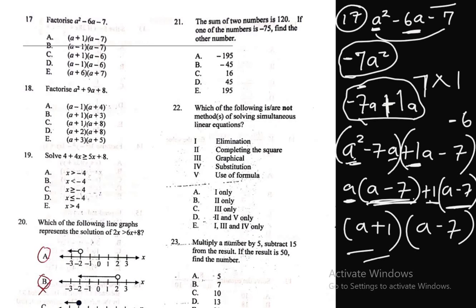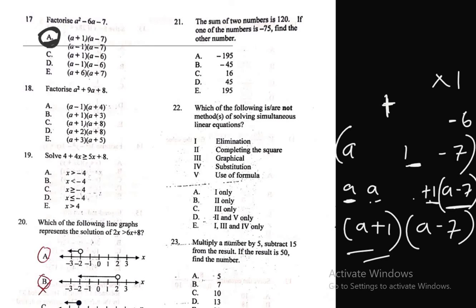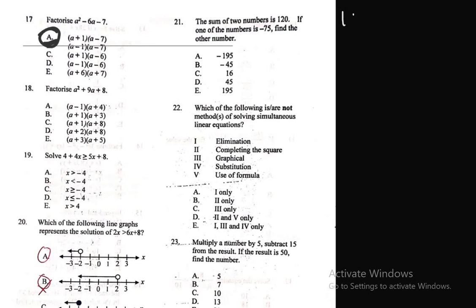Okay. In options A to E, the right answer is A, (a plus 1)(a minus 7). By now, I'm sure that you will be able to solve question 18 if you had followed through all I've done so far. But let's do it together. Question number 18. Factorize a squared plus 9a plus 8. So a squared times 8 will give me 8a squared.